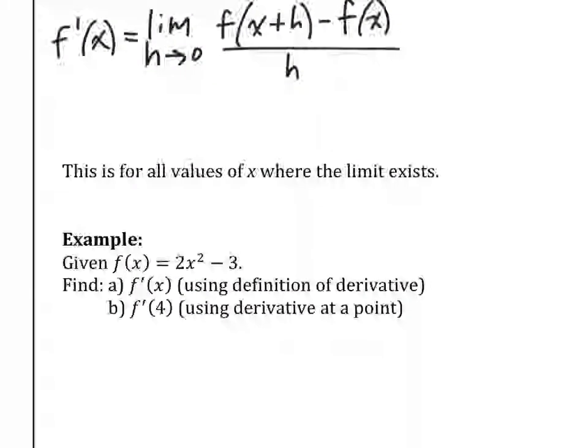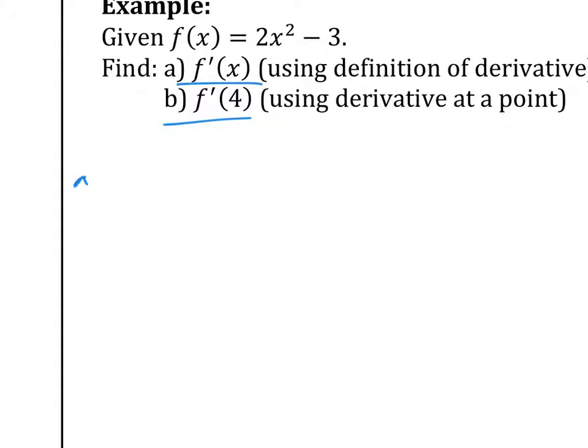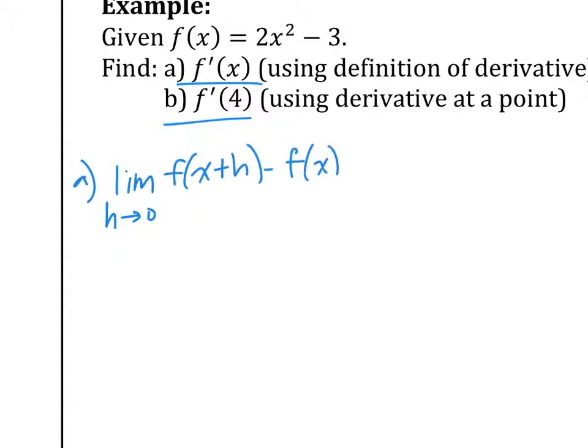Great question. Let's look at an example. Let's say this function is 2x squared minus 3. First, find f prime of x. Second, find f prime of 4. All right, let's do this. f prime of x means what is the derivative of the function, meaning what is the slope at every single point? Okay, let's use the definition of derivative: limit as h goes to 0 of f of x plus h minus f of x over h. You have to memorize this. If you don't memorize this, this is kind of impossible to solve.